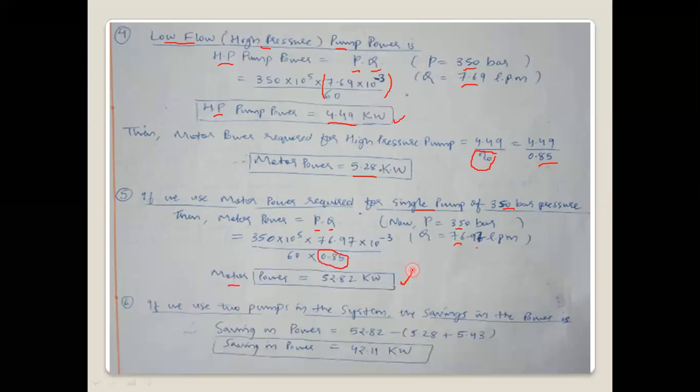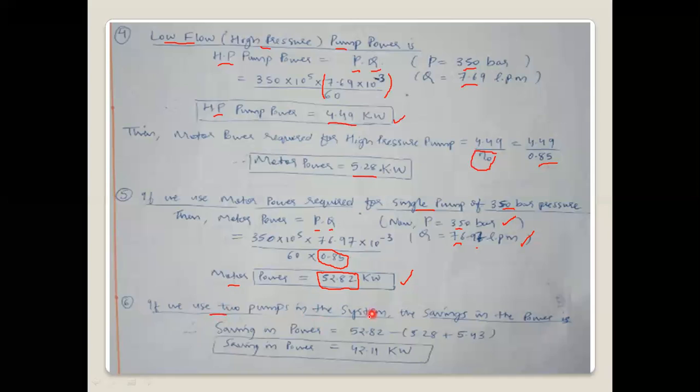One thing you can observe here is that if I am using only a single pump, considering the maximum pressure and the total discharge according to the system requirements, then the motor power required will be 52.82 kilowatt, which is very high. So that's why we use two pumps, a low flow pump and a high flow pump. Now we will see the savings in the power.